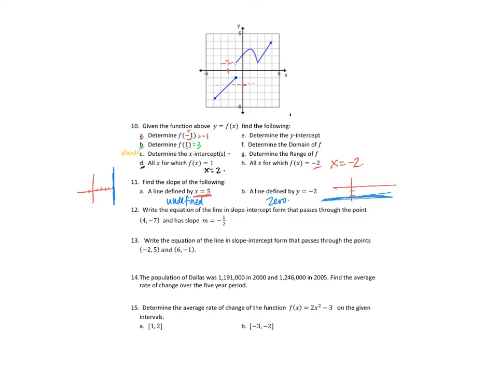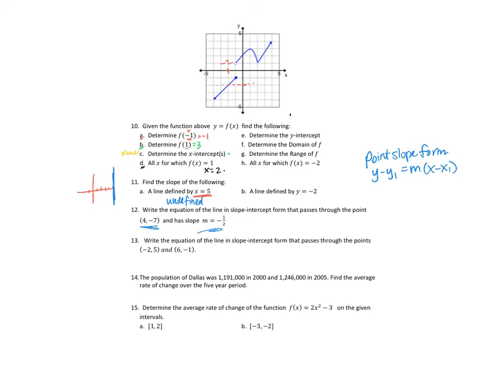Write the equation in slope-intercept form that passes through the point 4, -7 and has slope -1/2. Okay, so let me erase and make some room over here. All right, so I know the slope is going to be -1/2. We could do it with y equals mx plus b, but let's do it with point slope form: y minus y1 equals m times x minus x1. The reason I think point slope form is nice here is because I have a point and a slope.